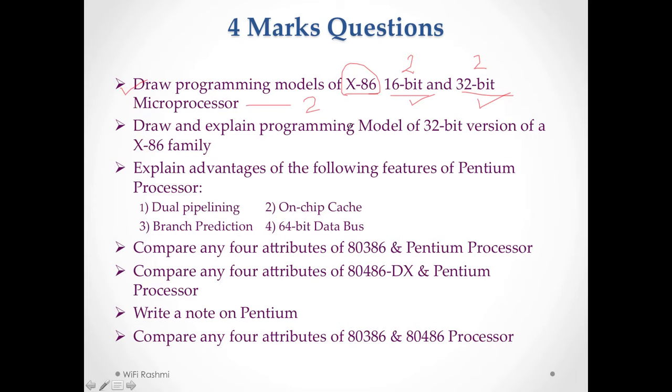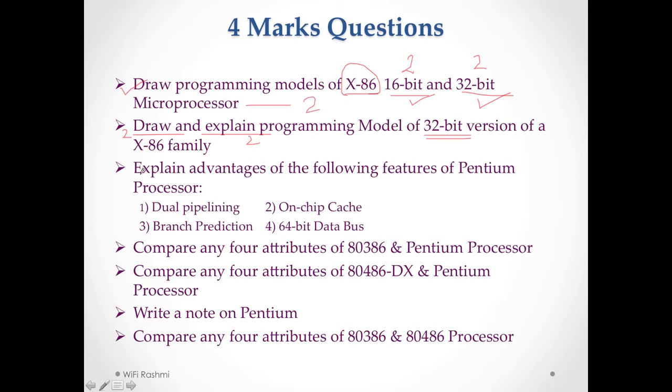Next, draw and explain programming model of 32-bit version of x86 family. Here it is specified that it is the 32-bit version, and you have to draw and explain. For drawing you are having 2 marks, and for explanation you are having the next 2 marks. This will give you total 4 marks.